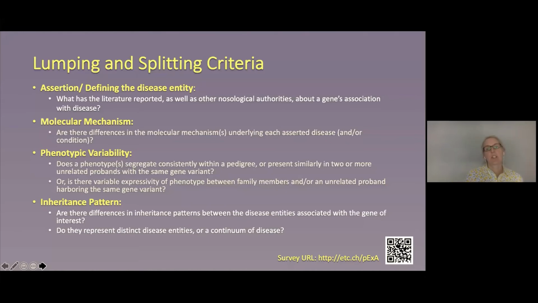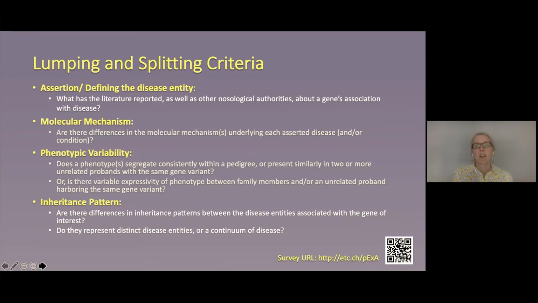Next, we wanted to appreciate the value of phenotypic variability and expressivity among individuals. So really trying to look at whether or not the phenotype or the feature that is being observed segregates consistently within a pedigree when we think of individuals that have the same variation in that gene, or if they present similarly in two or more unrelated probands. So now that same genetic variant is found in two different people, do they present similarly in their features?